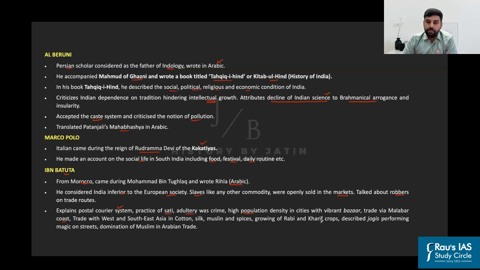He talks about the Rabi and the Kharif crop, one of the earliest examples that in India, both the seasons are there. He described the yogis who used to perform magic on the street, and donations of the Muslims in the Arabian trade.